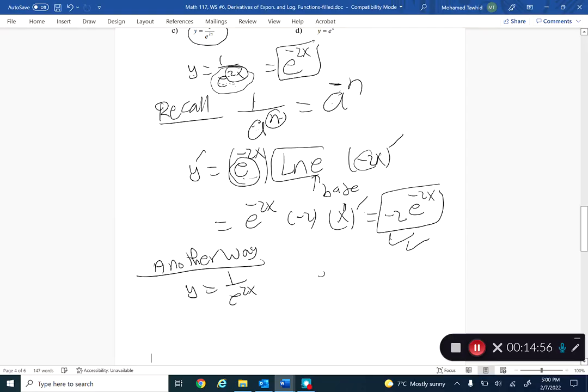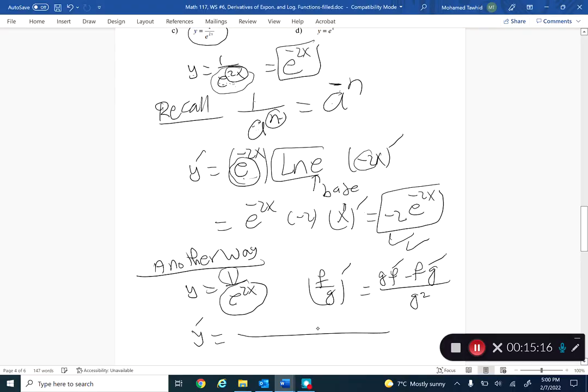So that is the quotient rule. If you have f over g, the derivative will be g squared in the denominator, and in the numerator g f prime minus f g prime. That is our quotient rule. So what is your f? Your f is 1. What is your g? You have e to the power 2x. So if I apply this quotient rule, g squared, which is e to the power 2x squared, and then g, which is e to the power 2x, multiplied by f prime, which is 1 prime here, minus e to the power 2x prime multiplied by 1.